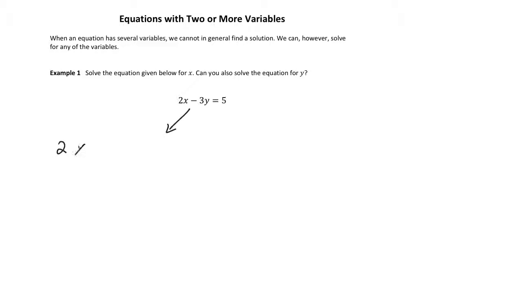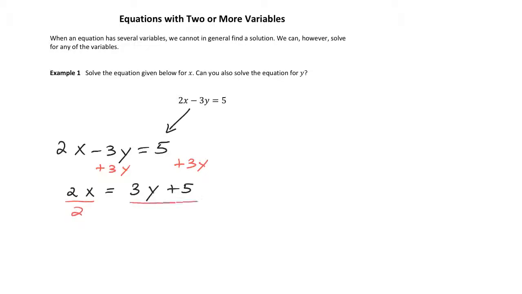So we have 2x minus 3y is equal to 5. I'm going to add 3y to both sides of this equation, and that results in 2x is equal to, I'll put 3y plus 5, and the last step is going to be divide both sides by 2. And I've solved for x. X is all by itself, and I have 3y plus 5 over 2 on the right.